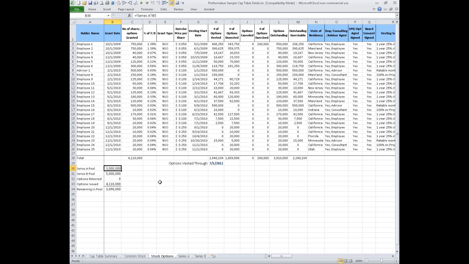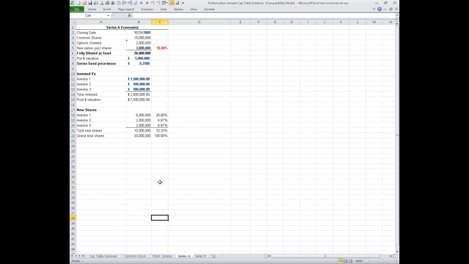And in this case, Series A approved a 3 million share pool, and the Series B approved a 5 million share pool. 4.1 million shares have been issued, and that leaves roughly 9 million shares in the pool remaining to be granted. So we'll talk in a little more detail about that in a minute, but let's look at how we track a private series of shares.